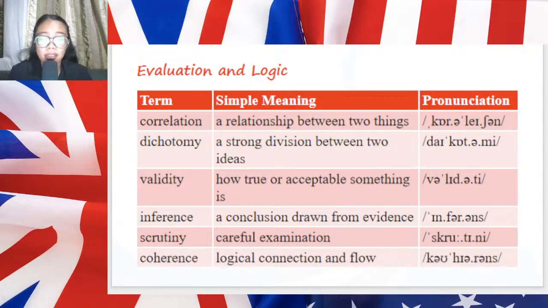So this is inference. One more time, inference. Fifth is scrutiny. Scrutiny is a careful examination. It means a very detailed and careful look at something, often to find flaws, mistakes, or truth. So in academic writing, it suggests something is being critically examined.